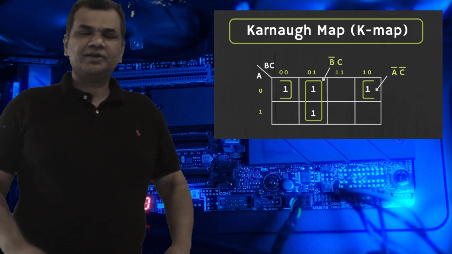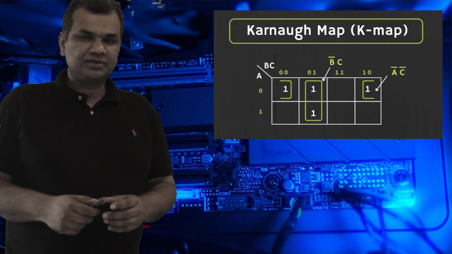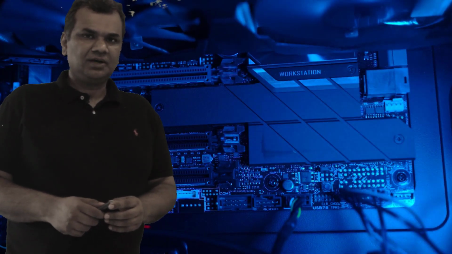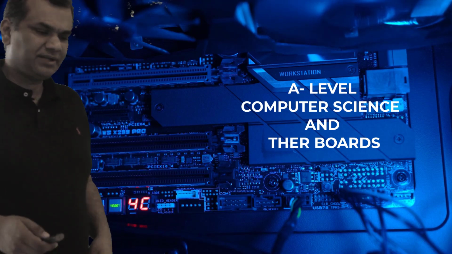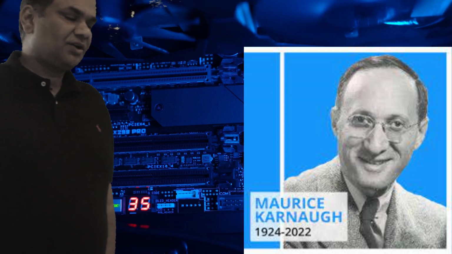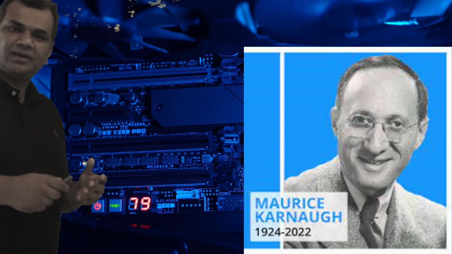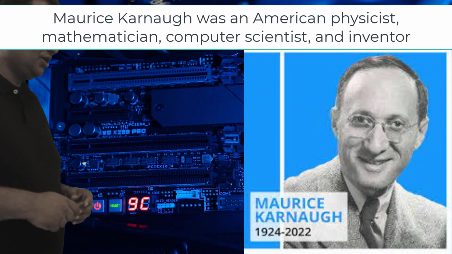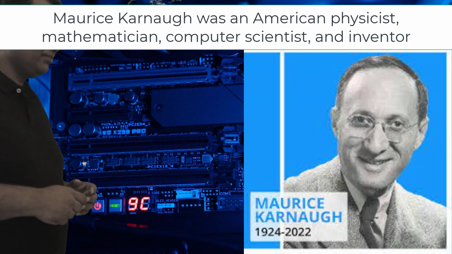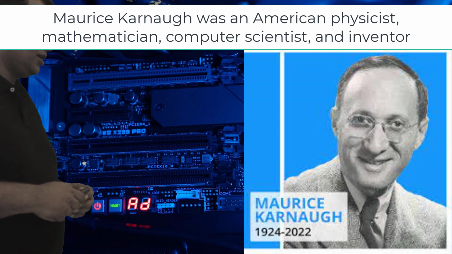I'm Mr. Saem. Today we'll be discussing the Karnaugh map, one of the very important topics for A-level Computer Science 9618. The Karnaugh map was invented by Maurice Karnaugh to simplify Boolean expressions and Boolean functions. Maurice Karnaugh, the inventor, passed away at 98 last year.